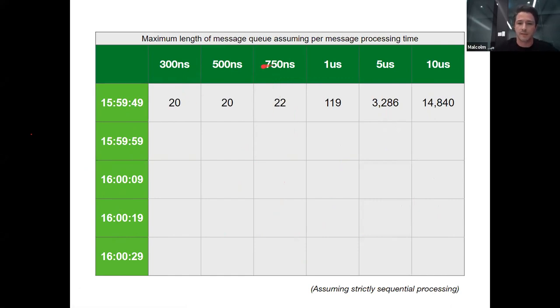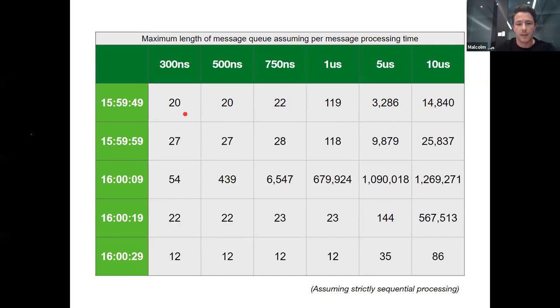So you can see if we were processing at 750 nanoseconds per message, at this time in the previous 10 seconds, we would have had a maximum of 22 messages in the queue. Okay. That's what that means. And if we look at the full table, we can see some interesting things.